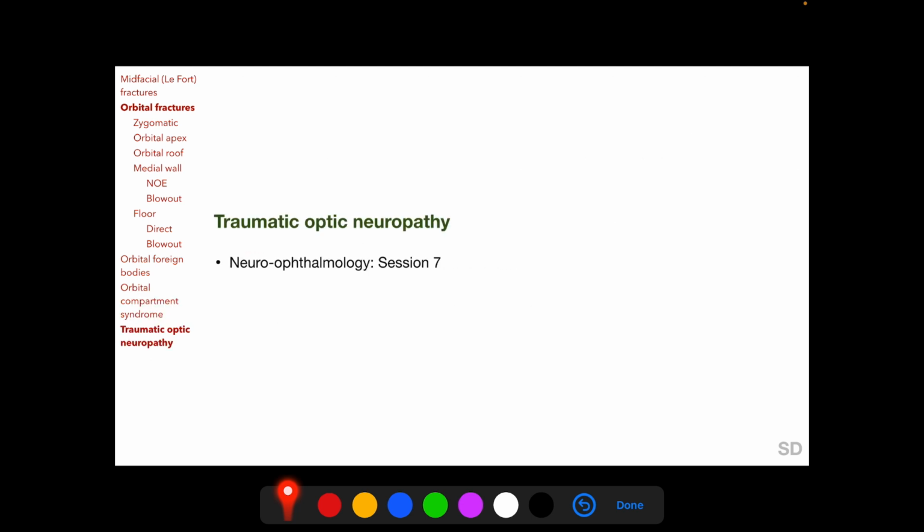Traumatic optic neuropathy can also occur with orbital trauma, and we have discussed traumatic optic neuropathy in the section on neuro-ophthalmology.